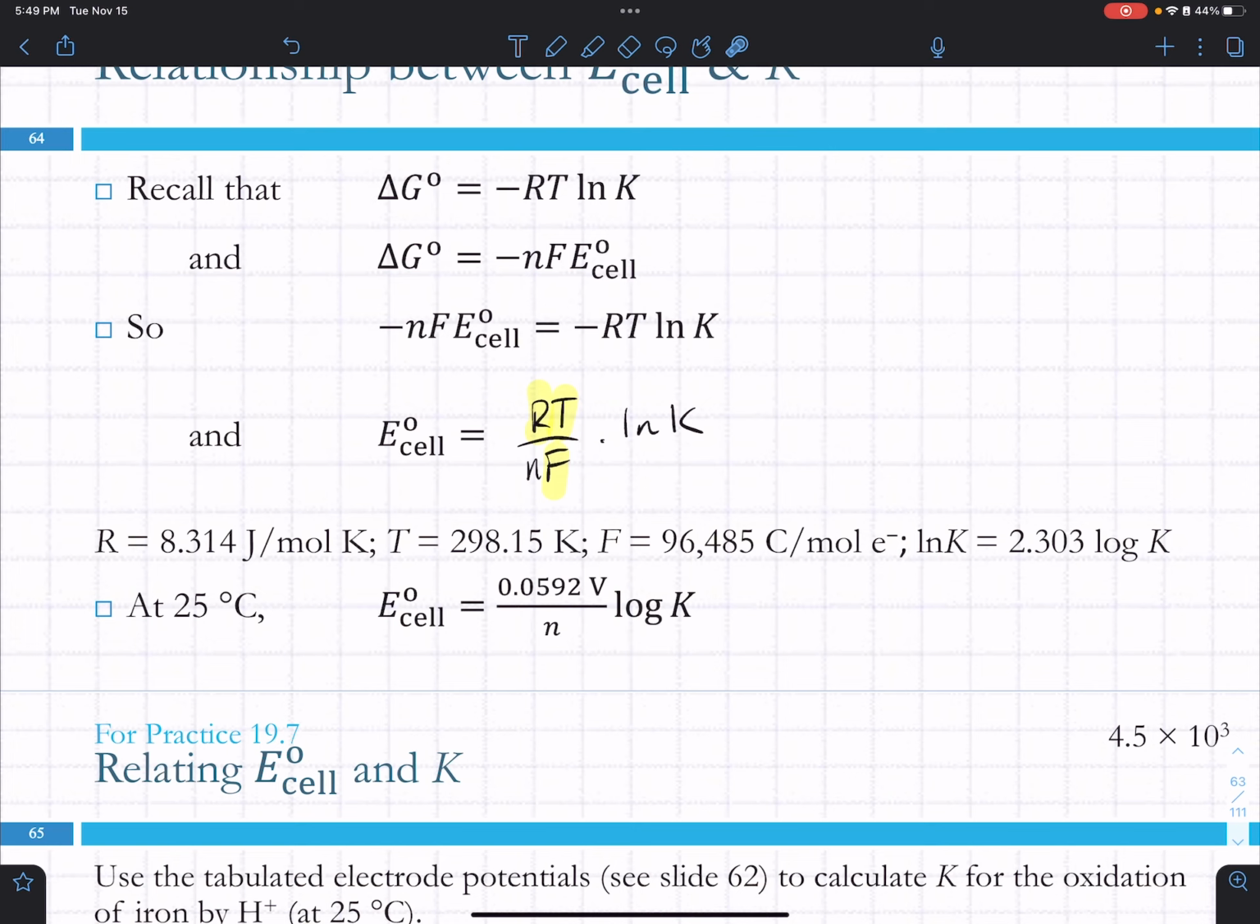So E cell then can be related to K through this 0.0592, and this is volts. It's not another constant to fill in. It's not volume. Those are just the units. So it's volts divided by N, which is the number of electrons, times the log base 10 of K.